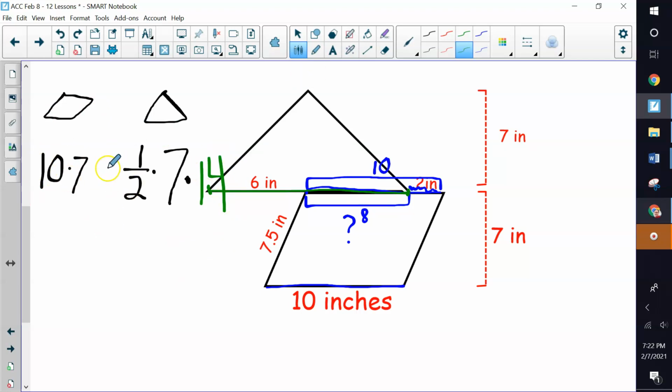All we have to do is do this math, add these together. So we have 70 over here. I'm going to do 1/2 times 14 first. That's 7, and then 7 times 7 is 49. And then add these together and get 119, and that is square inches.